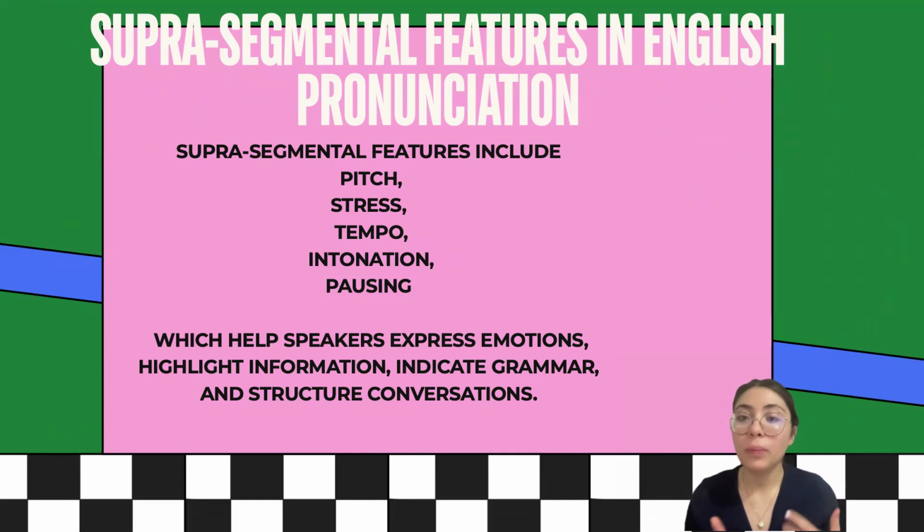Okay, let's look at suprasegmental features in English pronunciation. These features include pitch, stress, tempo, intonation, and pausing, and they help speakers express emotions, highlight information, indicate grammar, and structure conversations.